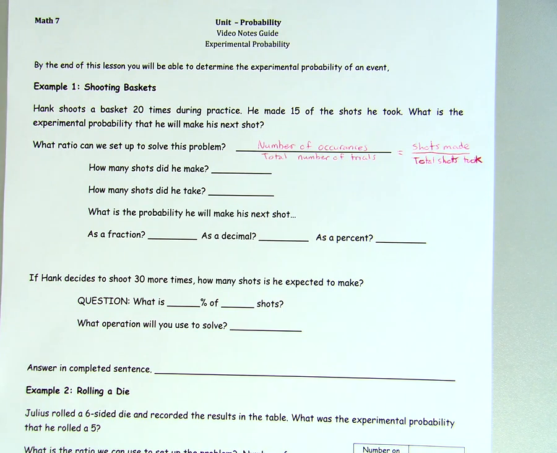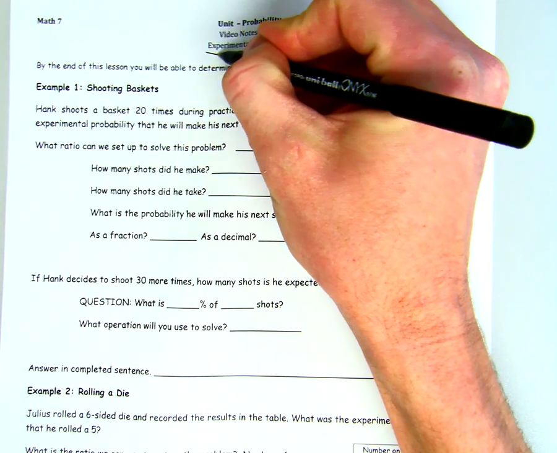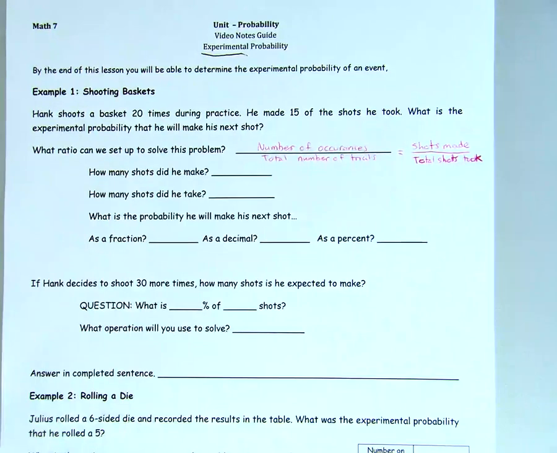Today's lesson is on experimental probability. By the end of the lesson, you're going to be able to determine the experimental probability of an event. When we think about experimental probability, we use one of our root words in here, the experiment. Very important word. We're actually performing an experiment: how many times something happens out of the total number of trials.